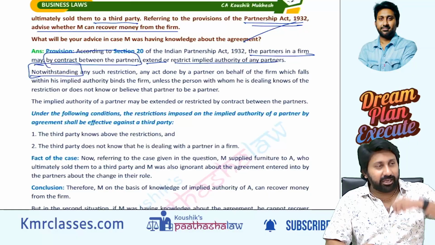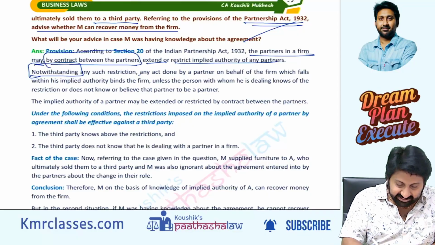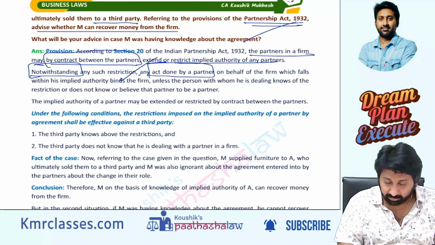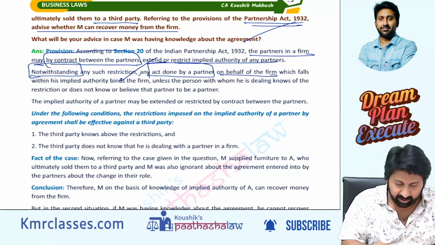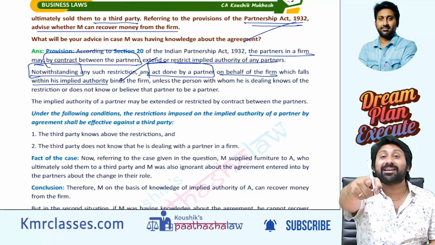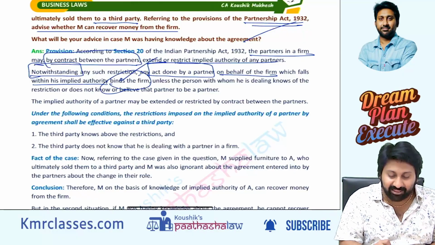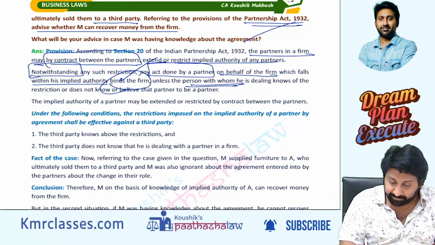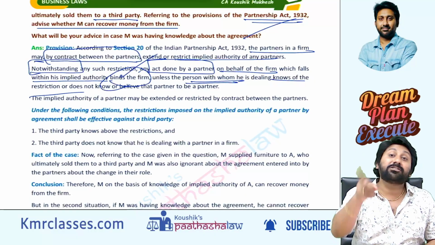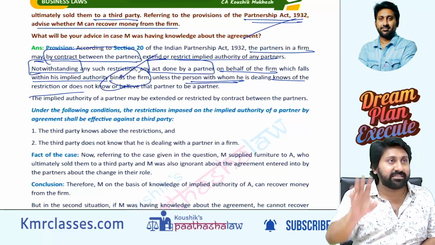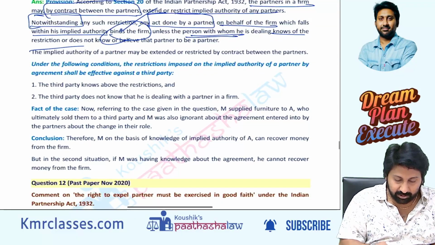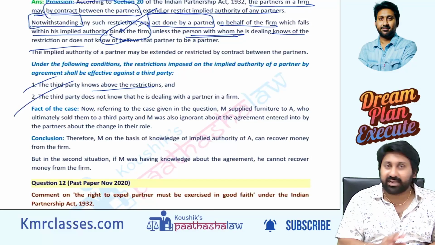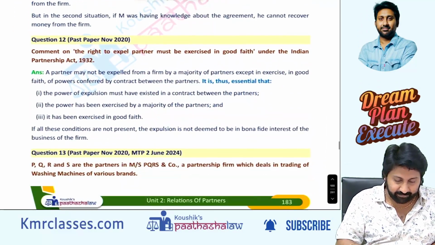Notwithstanding means ignoring any such restriction, any act done by a partner, in this case Mr. A, on behalf of the firm, which falls within his implied authority, generally purchase of furniture, will bind the firm, unless the person with whom he is dealing, M, knows of the restriction. Means if M knows of the restriction, protection will not be available, or else it will be. Next, if the third party knows about the restriction, or does not know that he is dealing with the partner, he can't be protected, or else he will be.